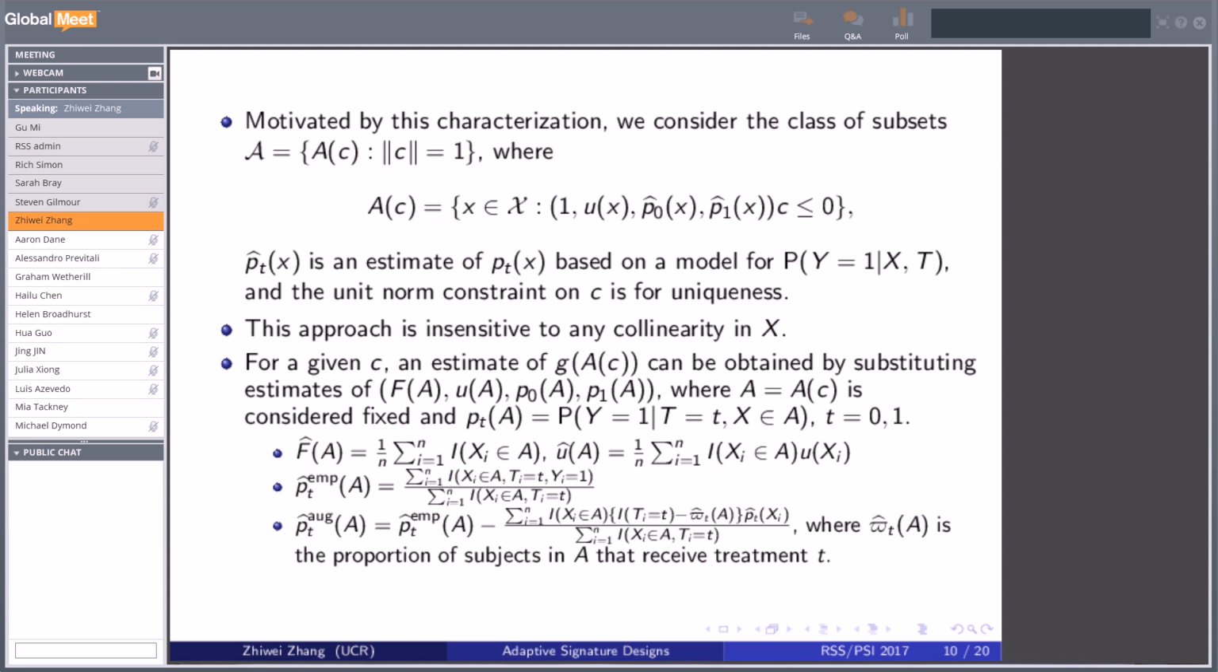Similarly, PT of A can be estimated using a sample proportion, but this empirical estimator may be inefficient because it doesn't incorporate covariate information. That information can be incorporated into an augmented estimator, shown here, with an additional term that involves PT hat of X. If you're familiar with the IPW and AIPW approaches to missing data and causal inference, you recognize the empirical estimator as an IPW estimator and the augmented estimator as an AIPW estimator.